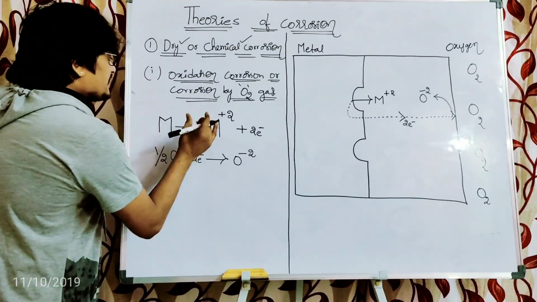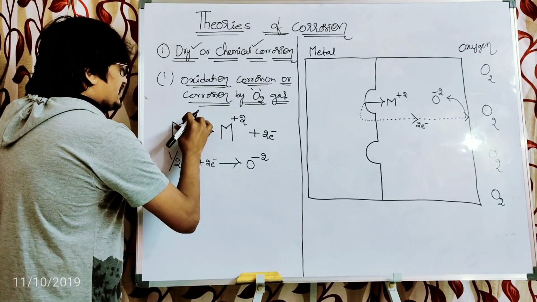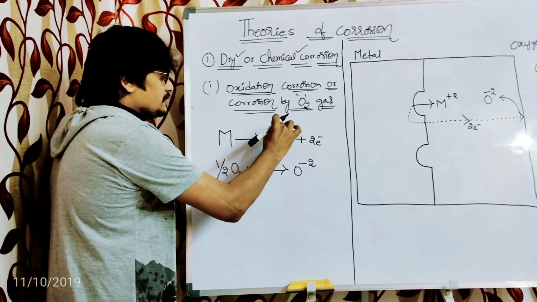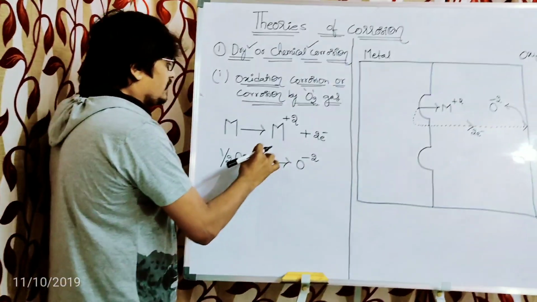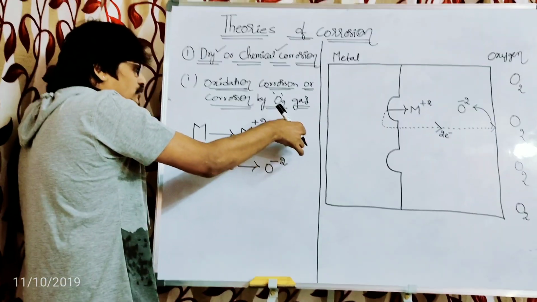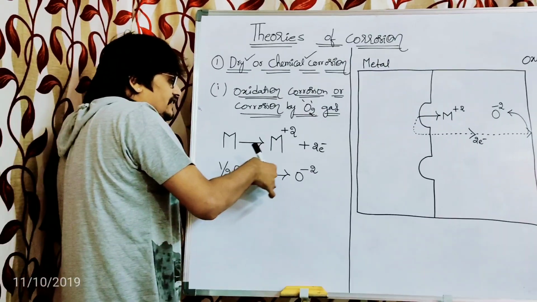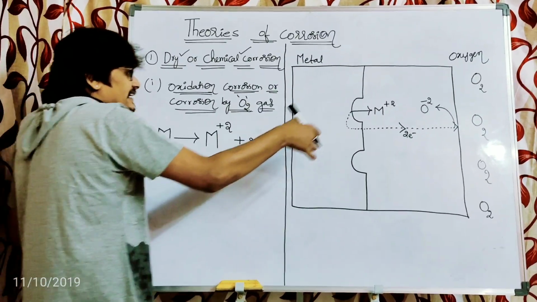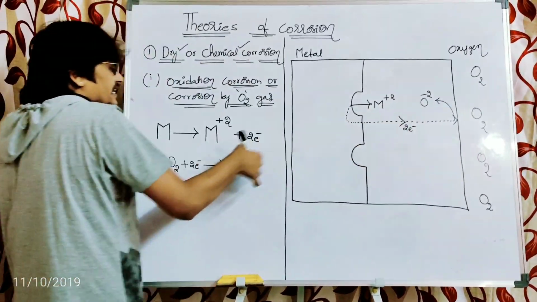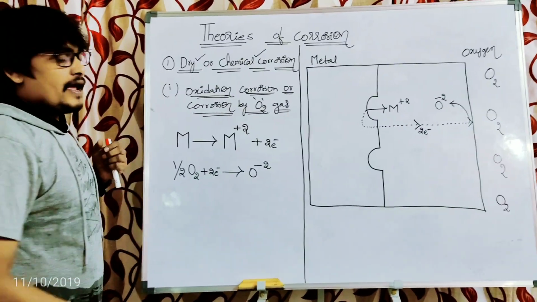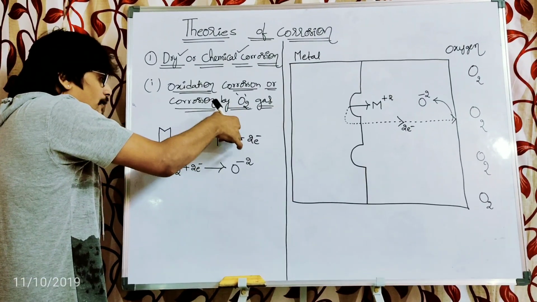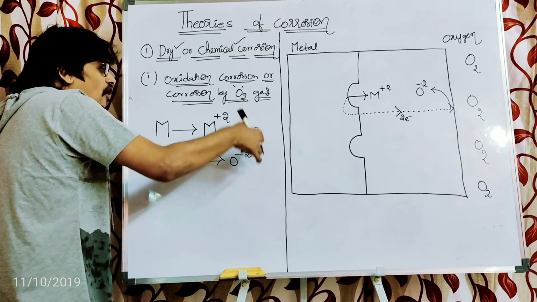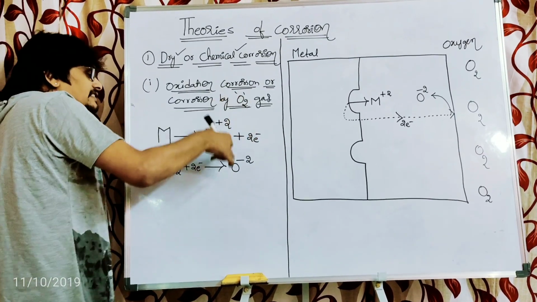Now, here what is happening, whenever the interface is created, the metal is undergoing oxidation and producing M+2 ions. And the 2 electrons which have been lost by the metal upon oxidation enter the area where the oxygen is present, and that oxygen gains those 2 electrons and gets reduced to O minus 2. Now, M+2 which is formed here diffuses from its site, and O minus 2 which is formed here diffuses from its site.